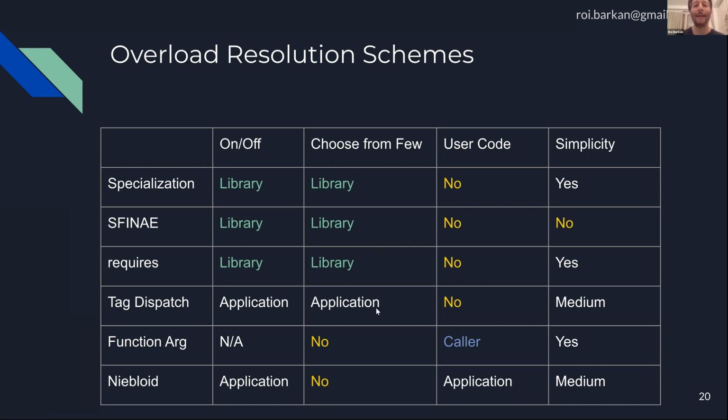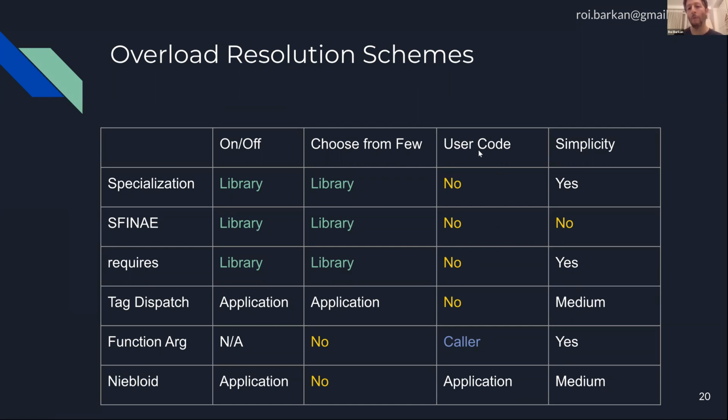Okay. And again, for tag dispatch, as we mentioned, the application can have its say. I can write a random access iterator and put it in its traits that it is bidirectional, and that is the choice that will be taken.